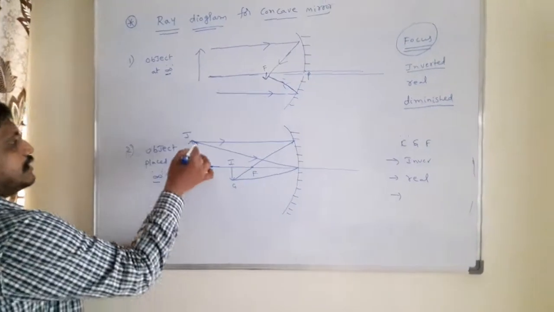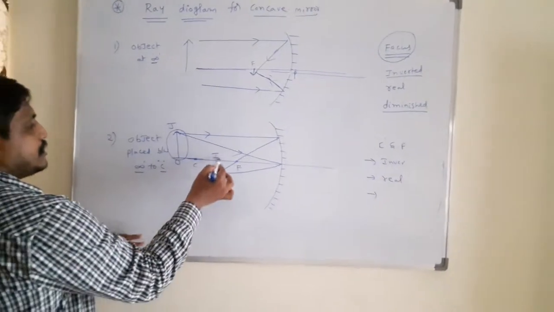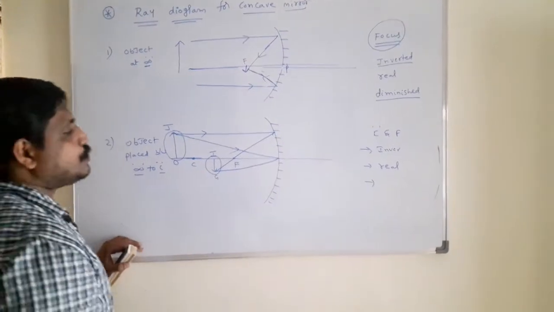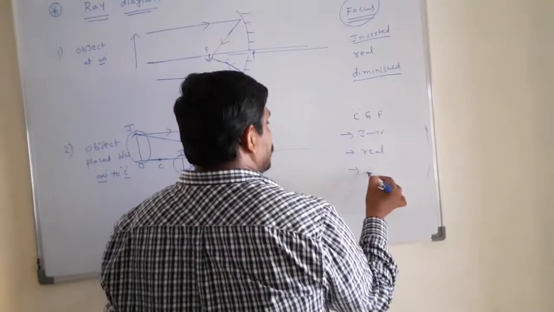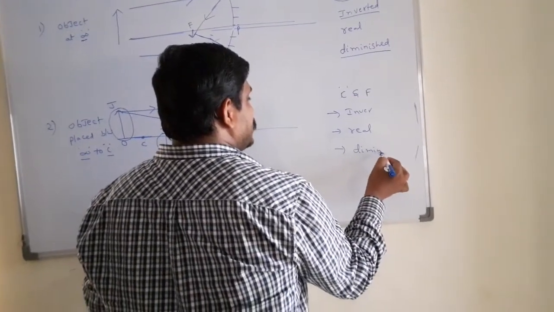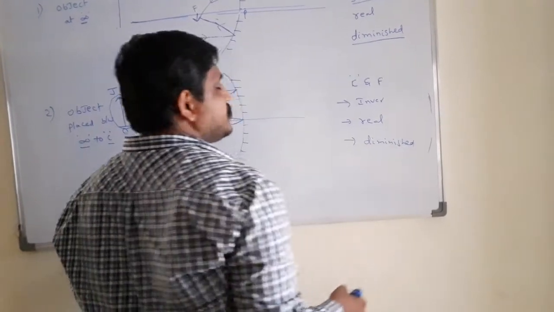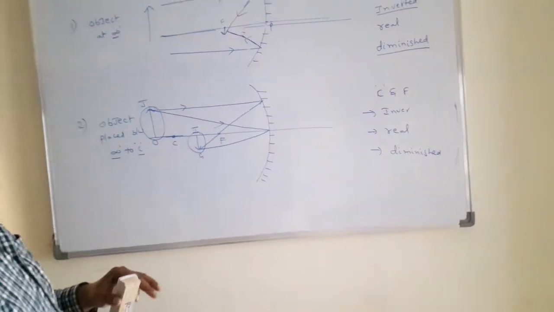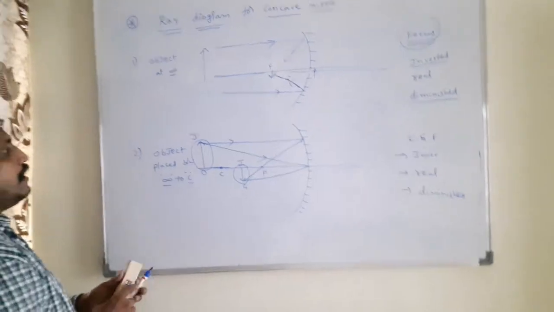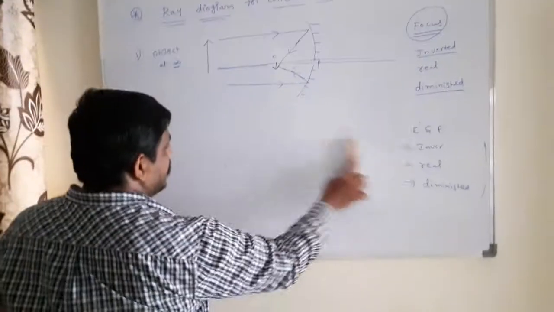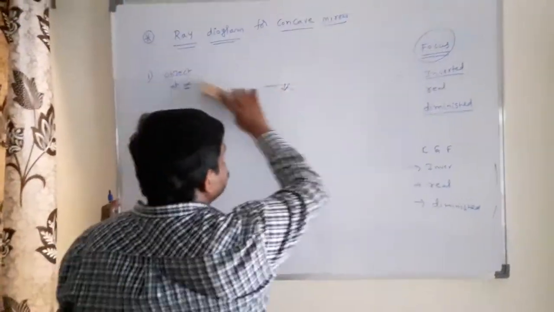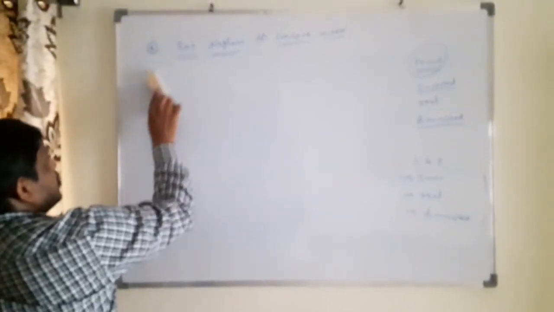Compare the size of the object and the size of the image. So here also the image is diminished. Diminished means small size compared to the object. Next concept, Nana, next ray diagram. Look here, Nana. Okay, next, the third point.